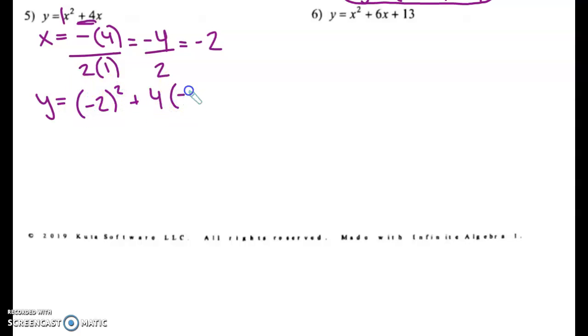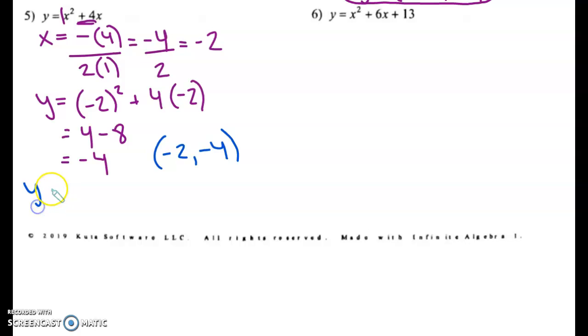All right, so I got negative 2 squared plus 4 times negative 2. So then when I do the math, I get a negative 2 times a negative 2 is a positive 4. A 4 times a negative 2 is a negative 8. So 4 minus 8 is a negative 4. So it looks like the vertex is negative 2 comma negative 4.